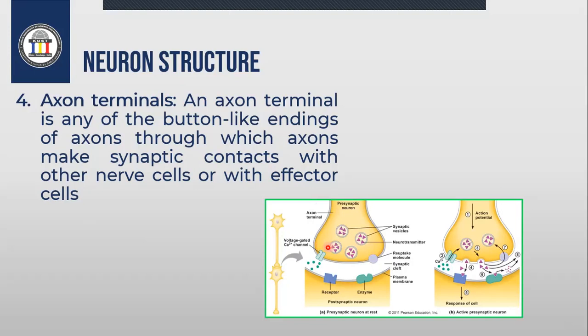The last one is the axon terminal, and you can see it here. The axon terminal is like a button-like ending of the axon, which makes a synaptic contact. So the signal will make synaptic contact and send the information from that neuron to another neuron. The thing responsible for sending the information from one neuron to another is named the synaptic contact, which occurs at the axon terminals.